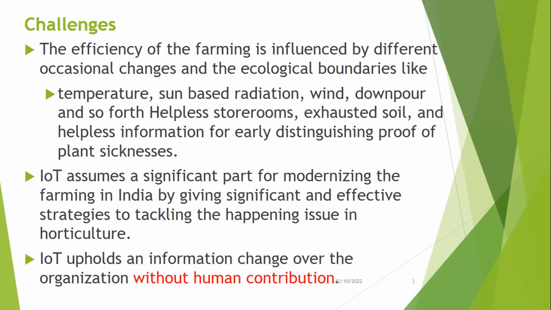What are the challenges we are going to face when we automate agriculture? The efficiency of farming is influenced by different seasonal changes and ecological boundaries, like temperature, solar radiation, wind, rain and so forth, poor storage, exhausted soil, and poor information for early identification of plant disease. IoT plays a significant part in modernizing farming in India by giving effective strategies for tackling the issues occurring in agriculture. IoT plays a very important role, which changes the organization and the effect we are going to have.